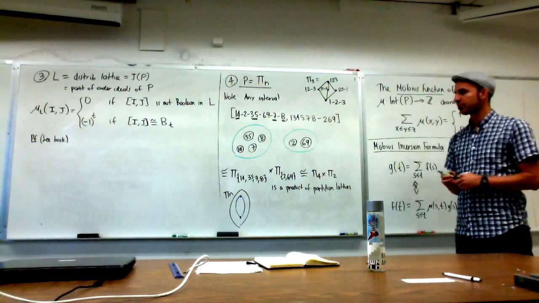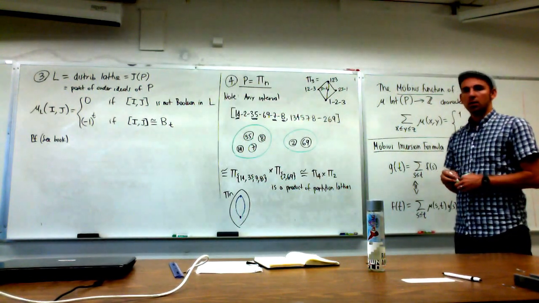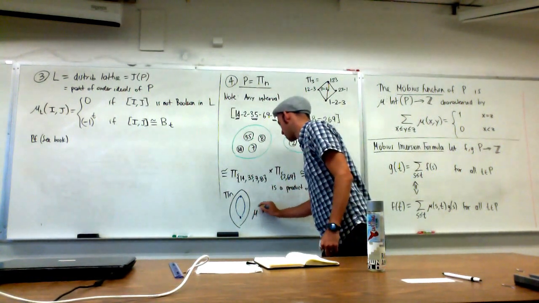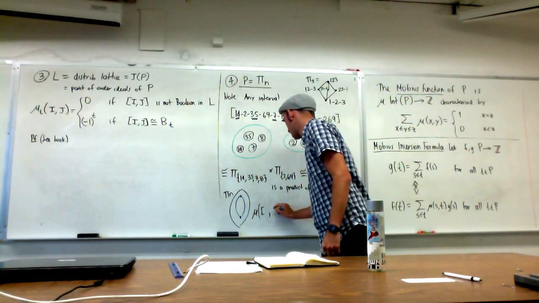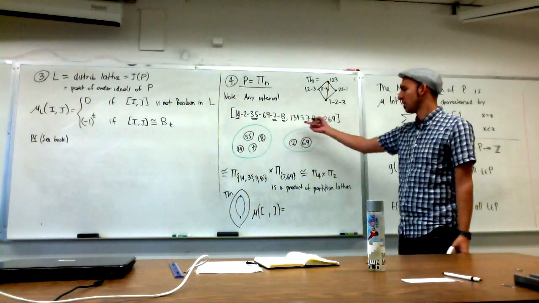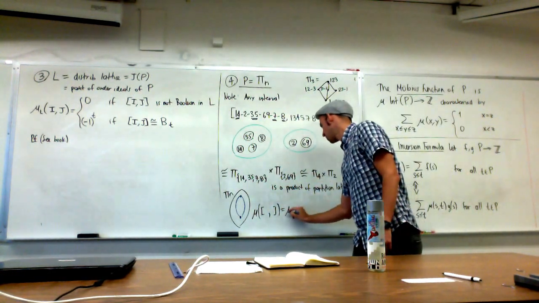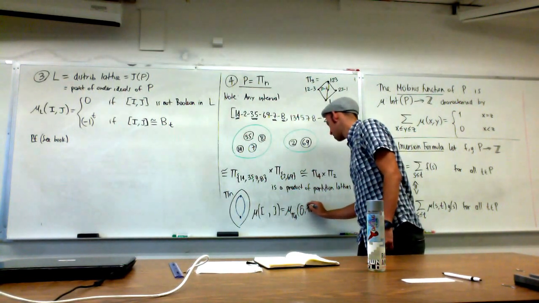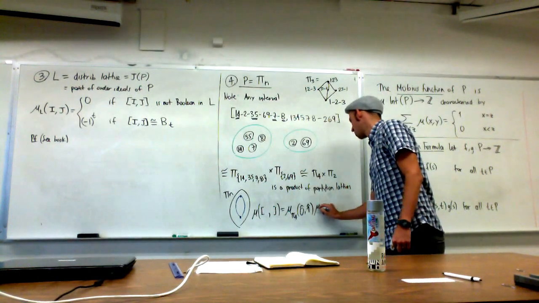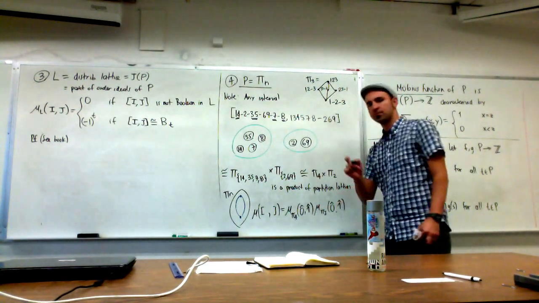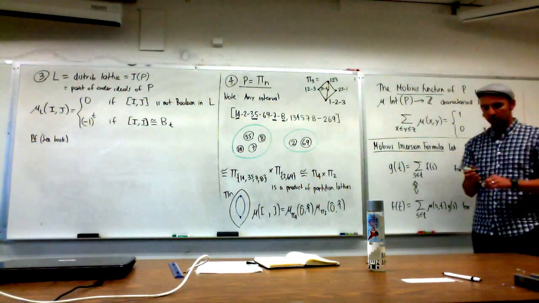Okay. So, for example, if I want to find the Moebius function of this interval that I wrote there, by the product formula, it's just going to be the Moebius function of pi 4 from bottom to top times the Moebius function of pi 2 from bottom to top.